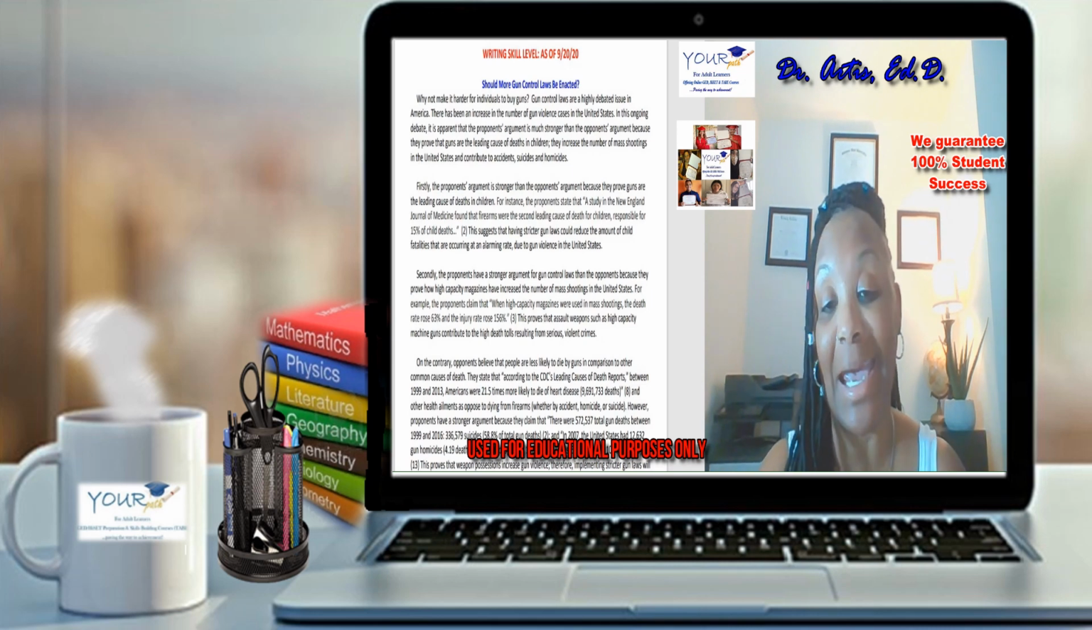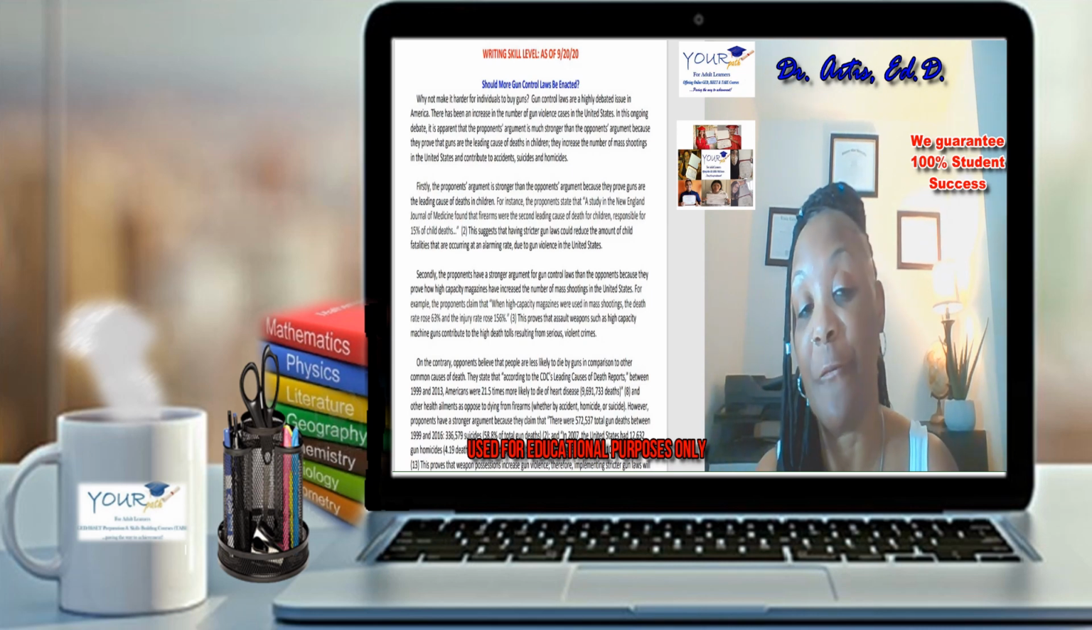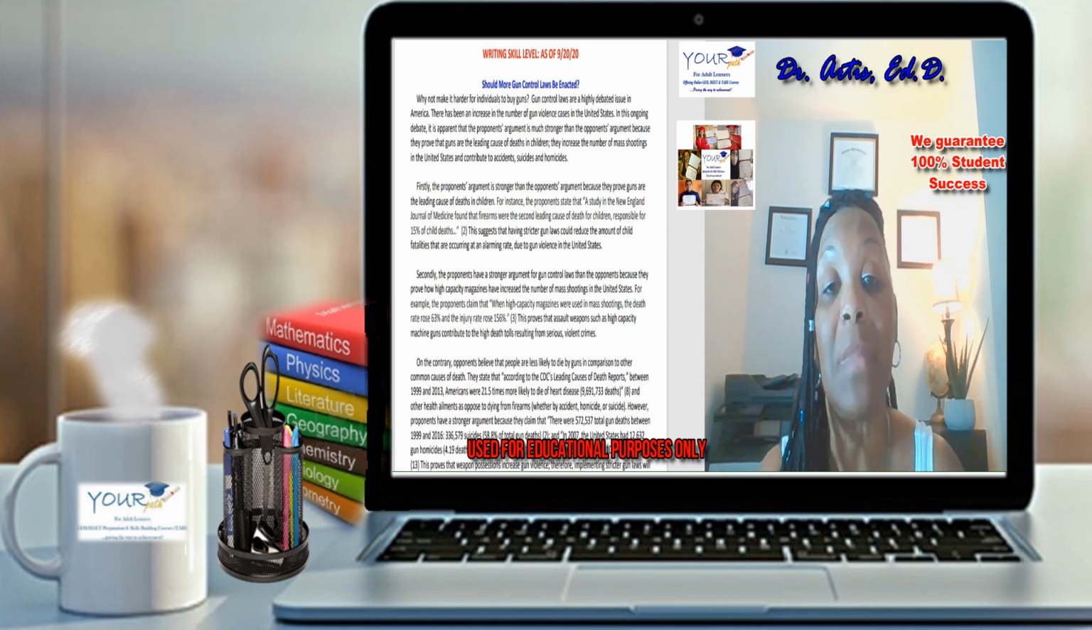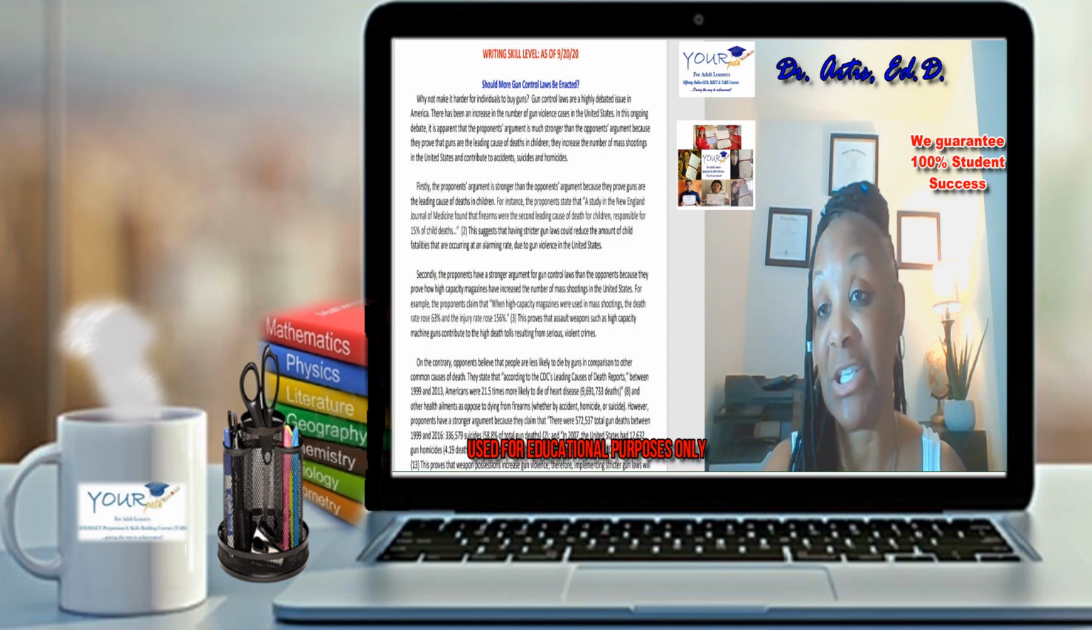So in your essay, you're going to have 5 paragraphs. Your first paragraph is going to be your introduction. Your introduction consists of a hook, the background information, and your position statement. In your position statement, you're going to have your 3 reasons for why you took the position that you took, either for or against the topic.